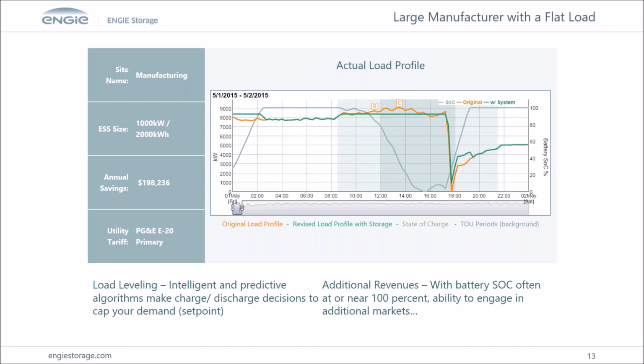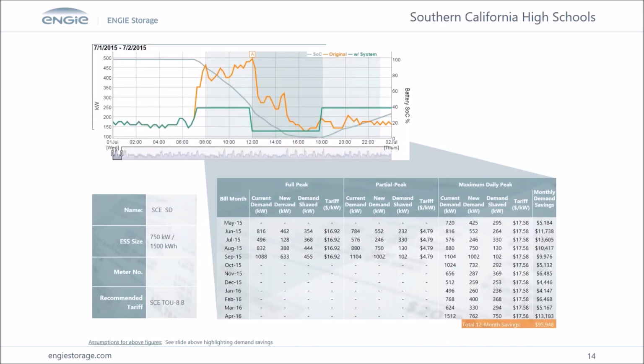If I go to a different profile, which in this particular case happens to be a Southern California high school, you can see the load profile is dramatically different. And in this particular case, we have a 750 kilowatt, 1.5 megawatt hour battery that is really fundamentally changing the entire shape of their load profile. And you can see how that orange used to be spiky in the morning, and now we've made it very blocky, and it's optimized for the time of use rates.